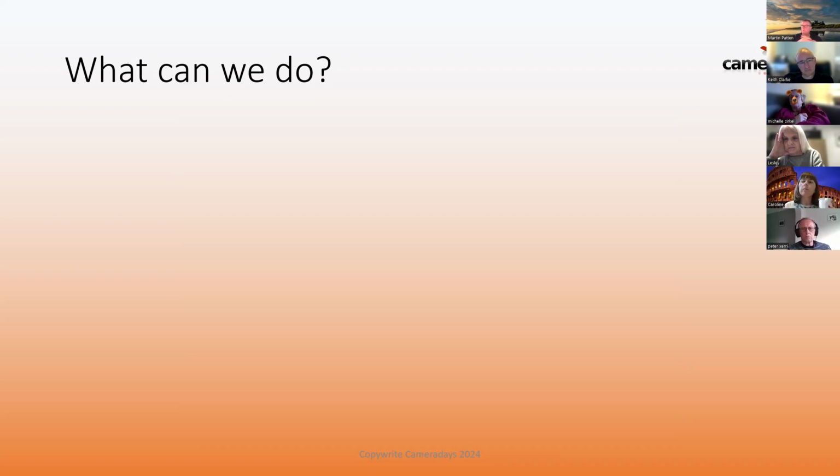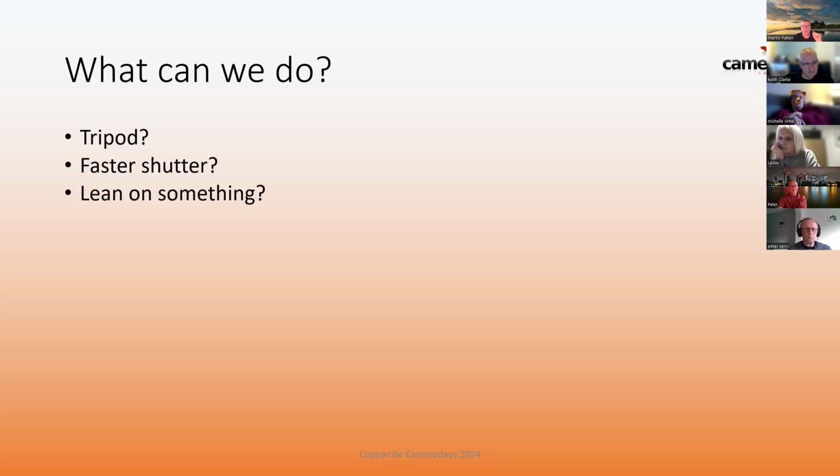Anything else? How about chucking more light at it? Oh yeah, use a flash gun. Put a big studio light on it, a reflector, open the curtains, whatever. Anything else? Tripod, faster shutter, lean on something. Can you lean against the lamppost to give you a bit of extra support? Turn on IBIS. Have you got your in-body image stabilization turned on? Do you have a lens with stabilization? Could you turn that on?